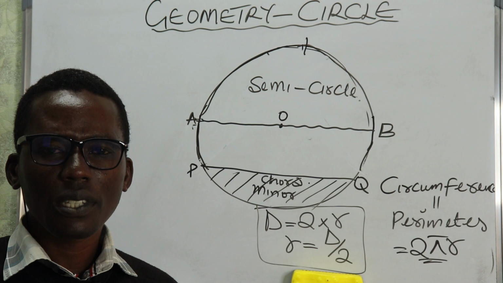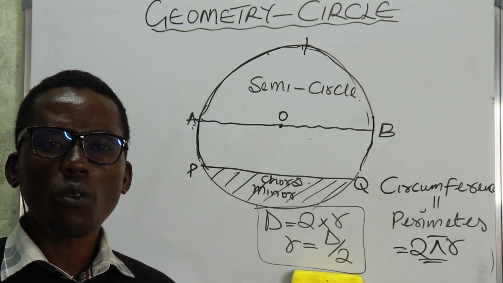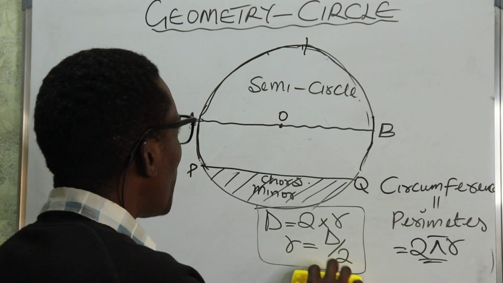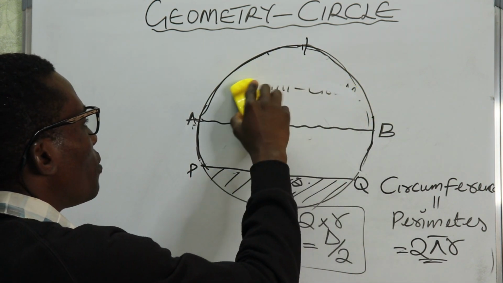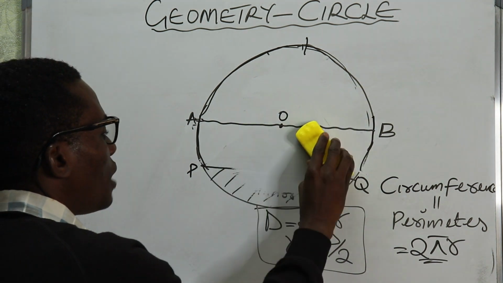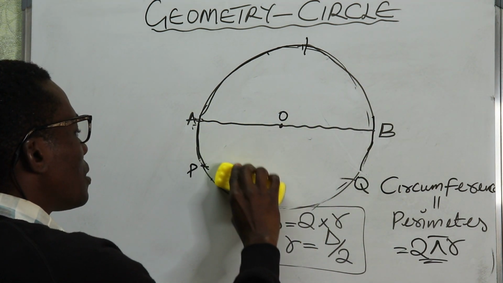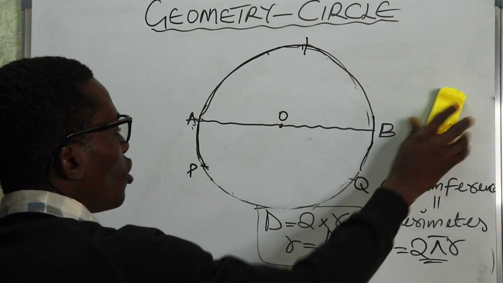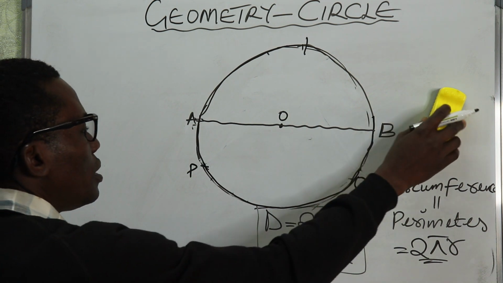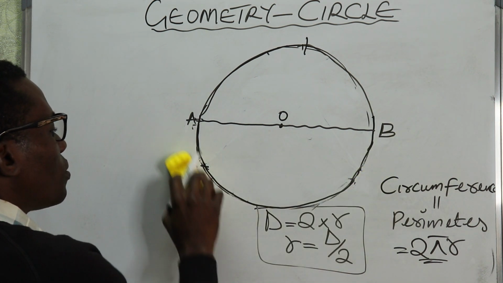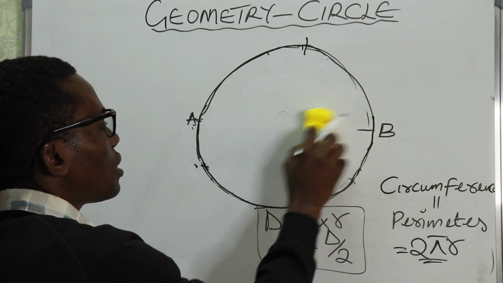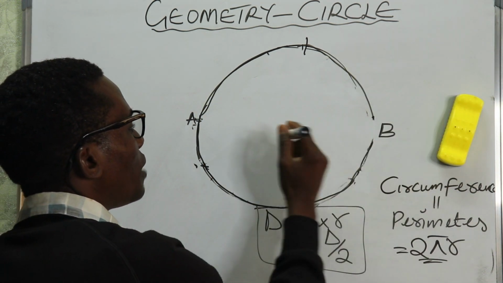The arc of a circle is a part of the circumference of a circle. When we have just a part of the circumference of a circle, we say that is an arc of that circle. Now let's consider that. If we have this circle as it is, and we have a part of that circle, this is a circle that has been divided.